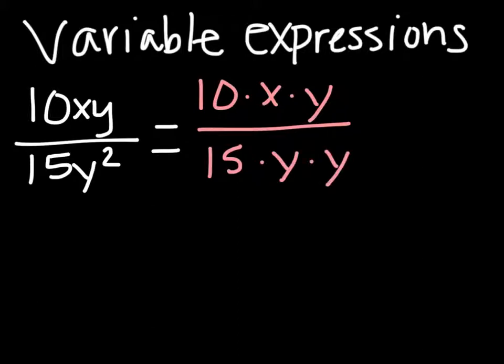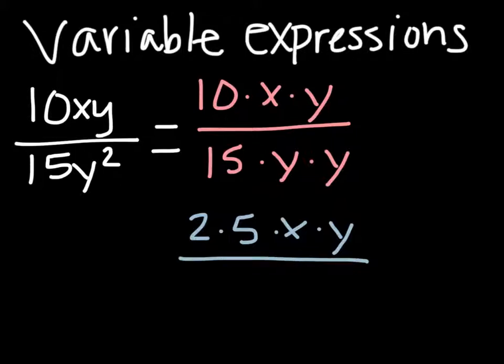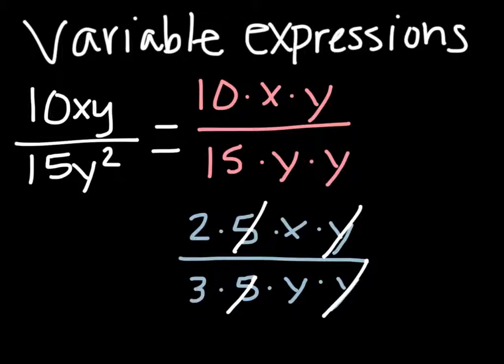Wait, I'm not done factoring, am I? I didn't factor 10 and 15. So 10 would be 2 times 5 times x times y. And 15 would be 3 times 5 times y times y. Now we divide out common factors. So we can eliminate these y's, we can eliminate these 5's. And our final simplified fraction will be 2x over 3y.